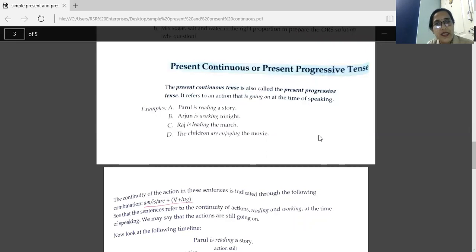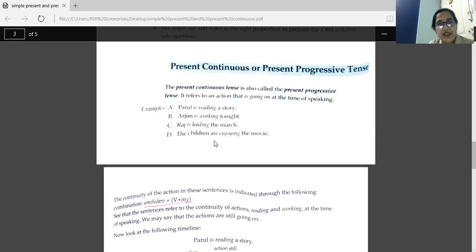That is present continuous tense. Now see these examples. Parul is reading a story. So "is reading" is present continuous tense. Arjun is working tonight. That means at the time of speaking, it is going on. So "is working," present continuous. Raj is leading the march. So "is leading" shows it is present progressive tense. The children are enjoying the movie. At the time of speaking the action is going on. So "are enjoying," it is present continuous tense.